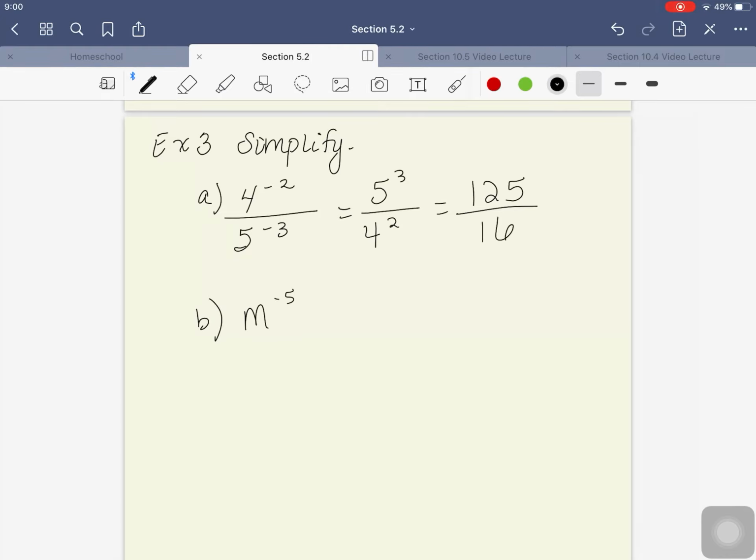M to the negative fifth over p to the negative first. Again, both have negative exponents, so p to the first comes to the numerator, and m to the fifth goes to the denominator.